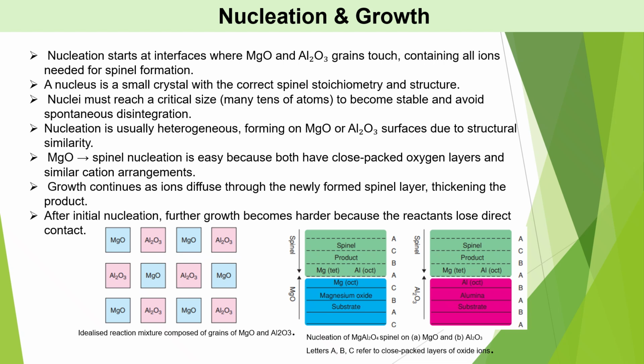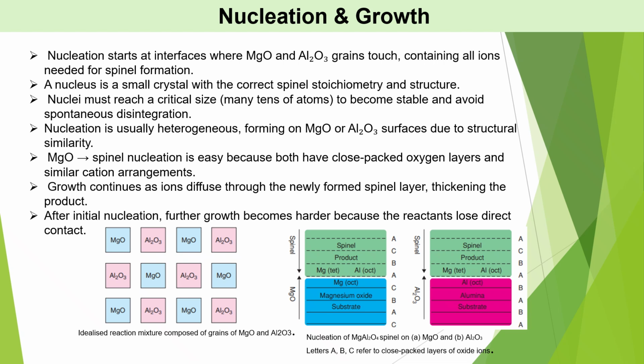In the MgO-Al2O3 system, nucleation can occur on both oxide surfaces, but it is easier on MgO because MgO and spinel have very similar oxygen sublattices. Both are based on close-packed layers with comparable cation arrangements. Once stable nuclei form, growth begins. Growth occurs by the diffusion of Mg2+ and Al3+ ions through the newly formed product layer.